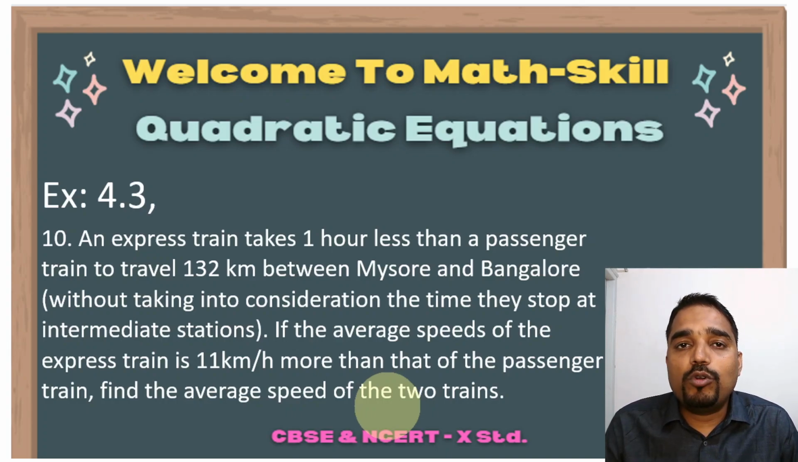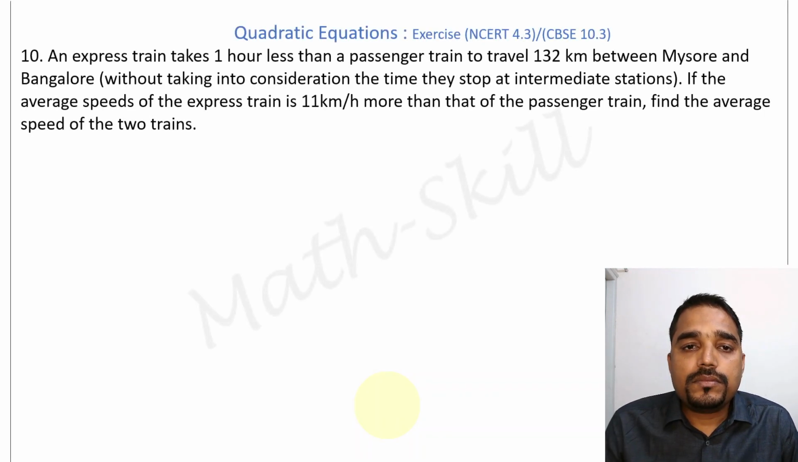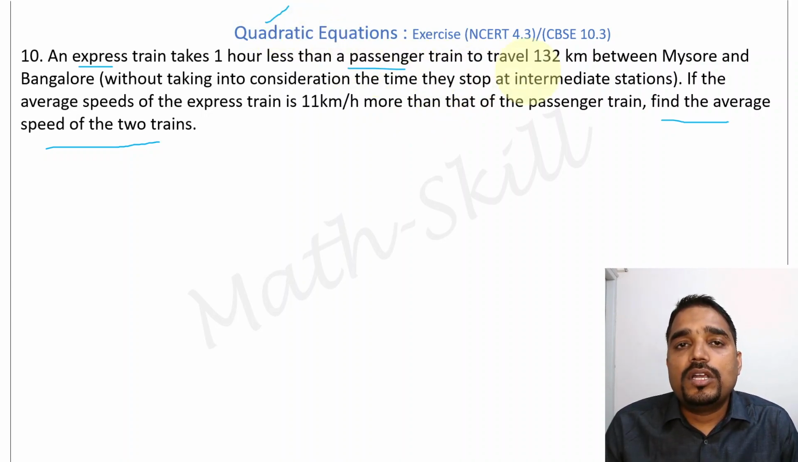Now let us see how to solve the problem. I have noted down the problem to begin the solution. So the expectation is we will have to find the average speed of both the trains, that is, an express train and also a passenger train. Now, satisfying the conditions given, we will have to build a quadratic equation and then solve it to find the value of the average speed of both the express as well as the passenger train.